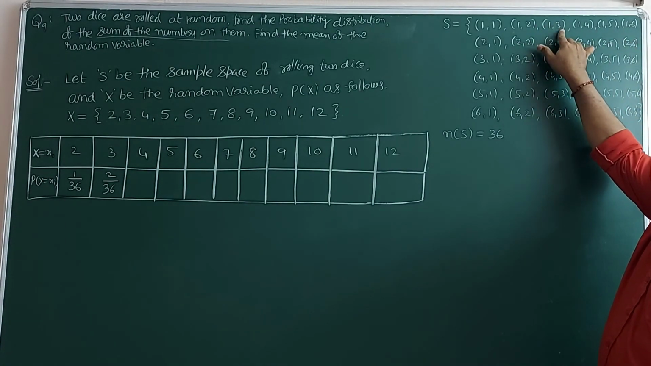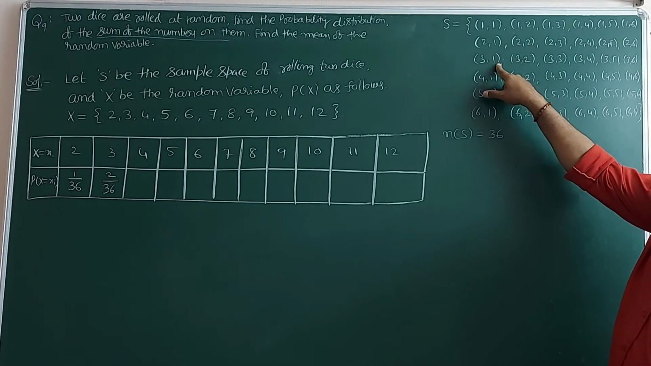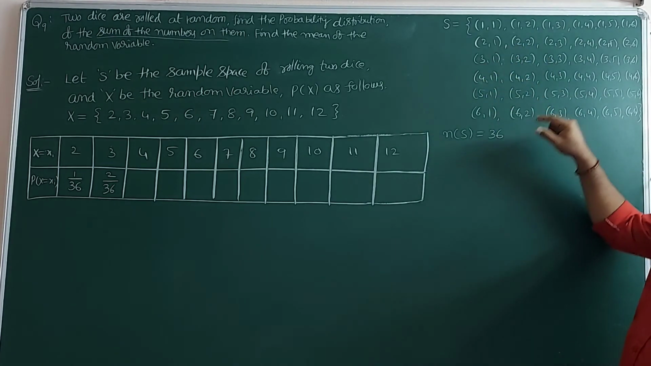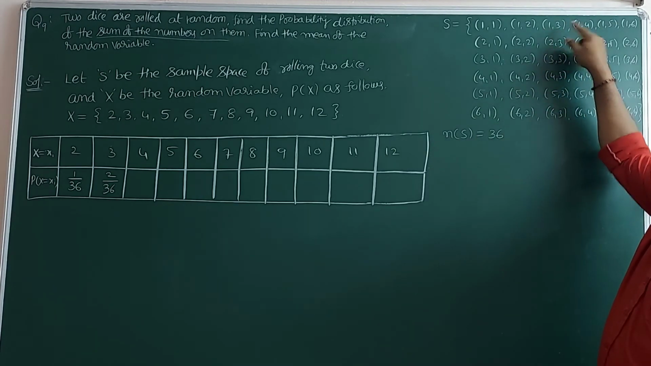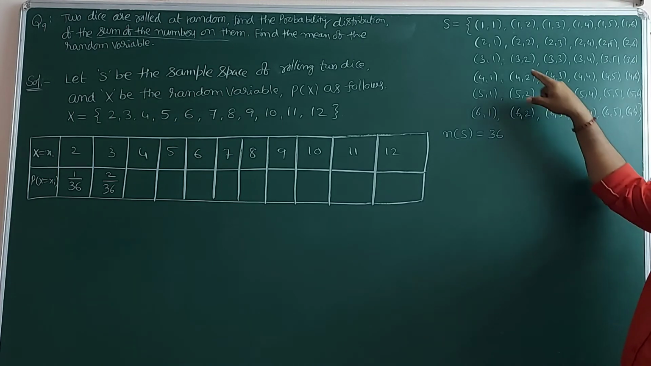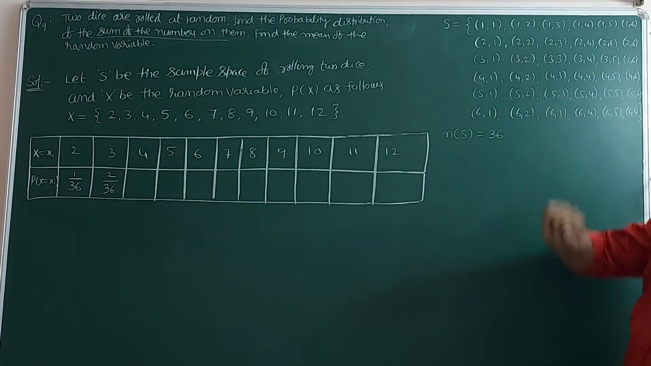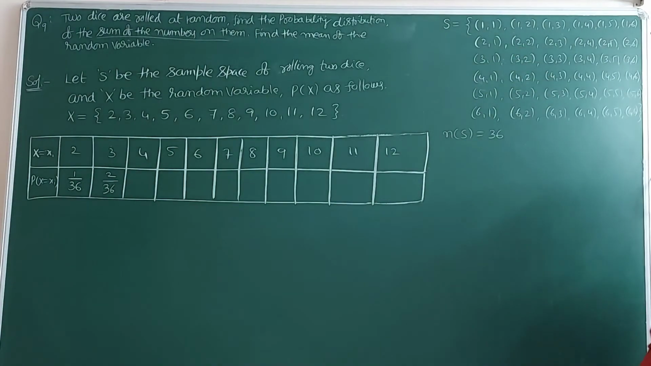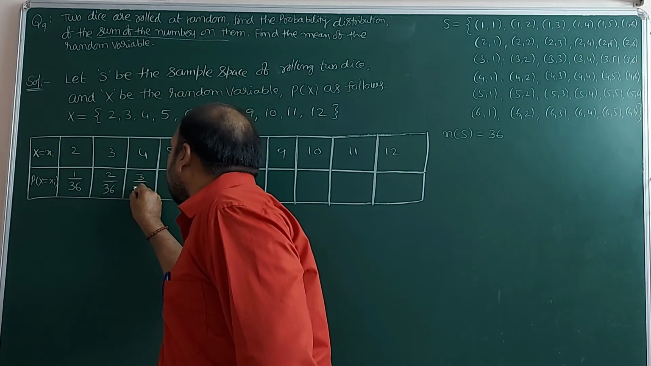1 plus 3, 2 plus 2, 3 plus 1. Is one more possibility there? What is that possibility? 1, 3, 3, 1. Next 2, 2. The sum of the numbers is 4. 3, 1 already told, no? 3, 1 and 1, 3. Next 2, 2. So that's all, only 3 possibilities are there. So 3 by 36.